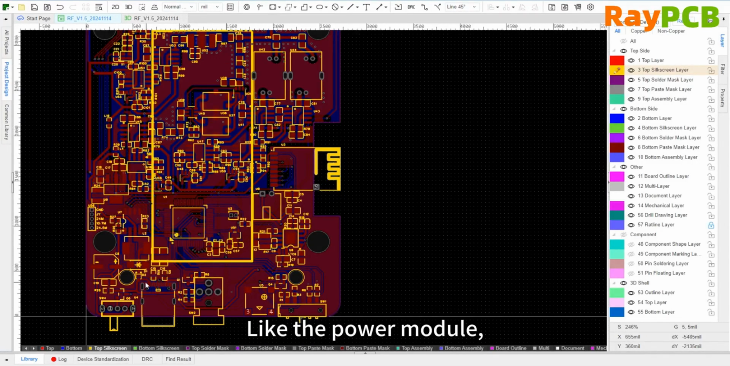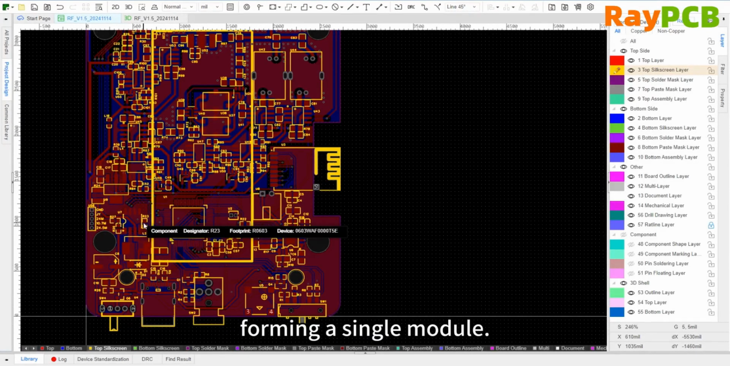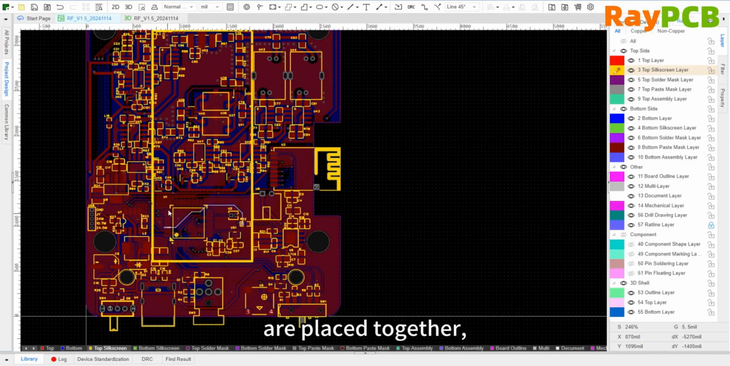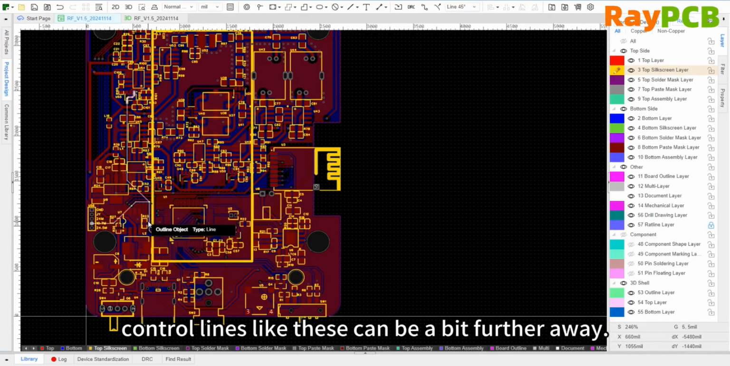Take the power module as an example. All related components are placed very close to each other, forming a single module. The same goes for the MCU. Its crystal oscillator, decoupling capacitors, and so on are grouped together and placed as close as possible to the chip. Then, for interactions with other modules, such as these control lines, they can be routed farther away.